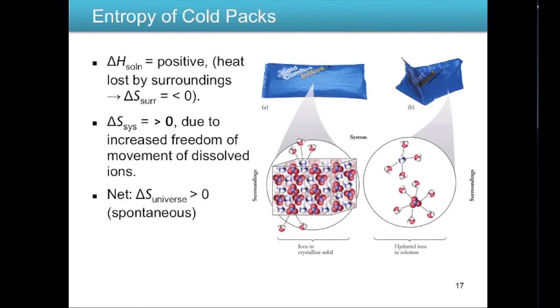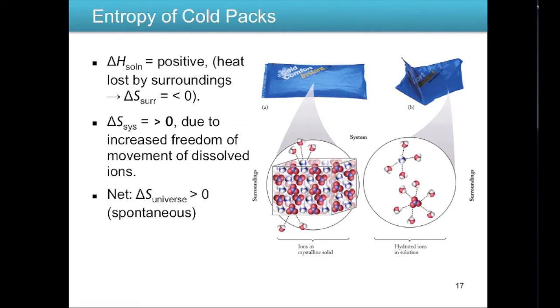So here we are back with our cold pack, and we know that this is an endothermic process, so heat is lost by the surroundings, so the heat is going into the system. So if heat is lost by the surroundings, that means the temperature of the surroundings is decreasing, and if the surrounding temperature is decreasing, that means the entropy or the disorder must be decreasing. You can think of this as it's getting closer and closer to a condensed phase. So if we had gas that was at a specific temperature and we cool it down, at some point it's going to turn into a liquid. And a liquid is more ordered than a gas, and a solid is more ordered than a liquid.